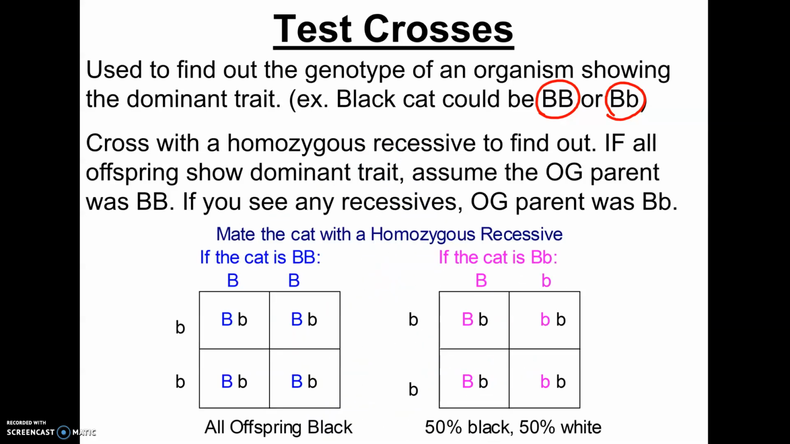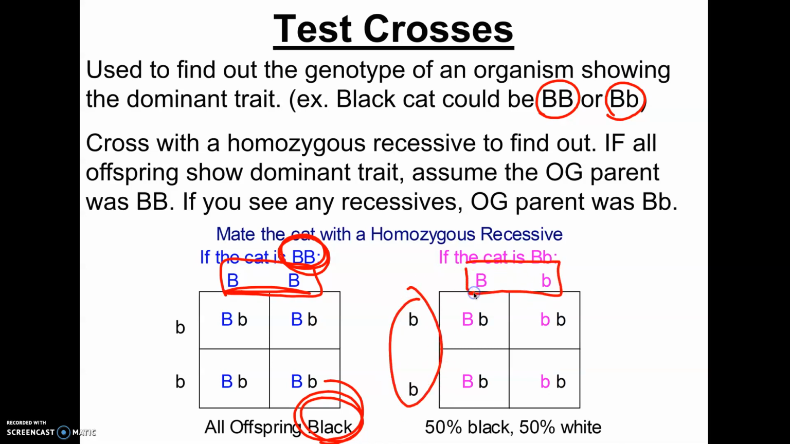If you look at the scenario here, here's my black cat. If my black cat is big B, big B, if it's purebred, then I should get all black offspring, because white offspring would not be possible from this parent. If I cross it with a homozygous recessive and my original cat is heterozygous, then I technically have a 50% chance of white cats, which means I should see at least some white offspring. So that's the whole idea of a test cross.